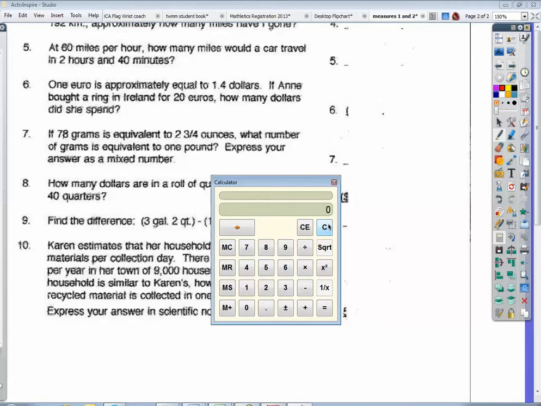So if you get 78 grams, Campbell, you're just going to let the music go, okay?